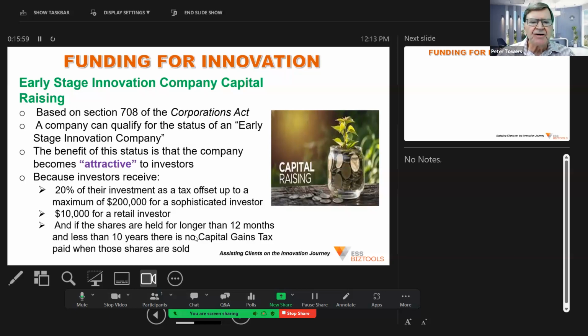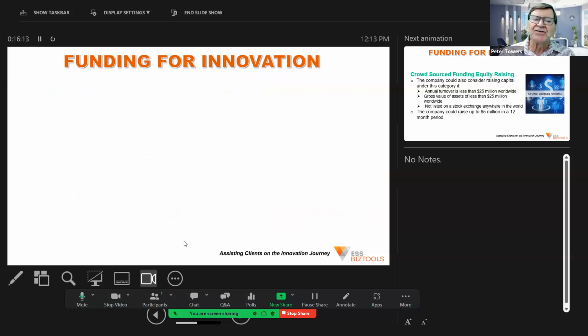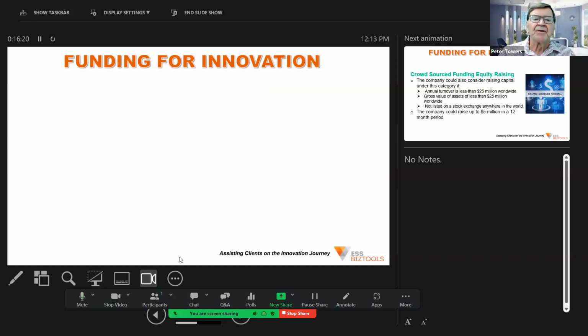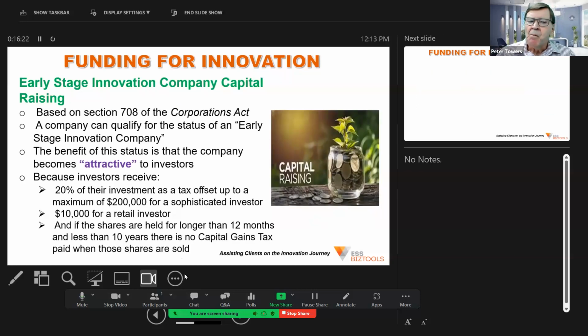And if the shares are held for longer than 12 months and less than 10 years, there's no capital gains tax on those shares when they are sold. So it's not a bad deal from an investor's point of view. And investors have an awareness, some investors do, of the benefits of investing in an early stage innovation company. The company itself doesn't get anything additional other than, obviously, it gets some investment funds from investors.